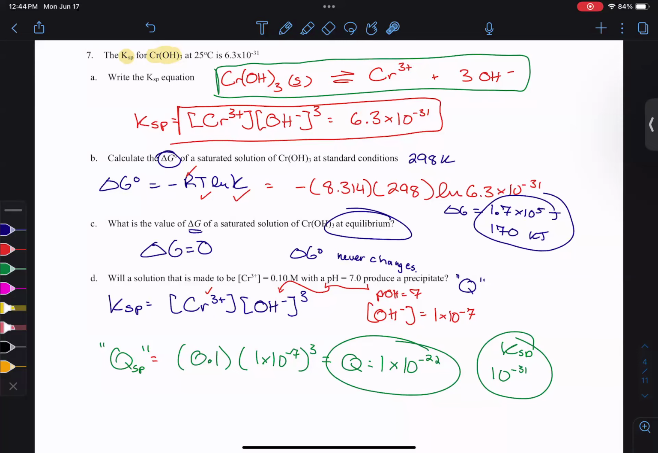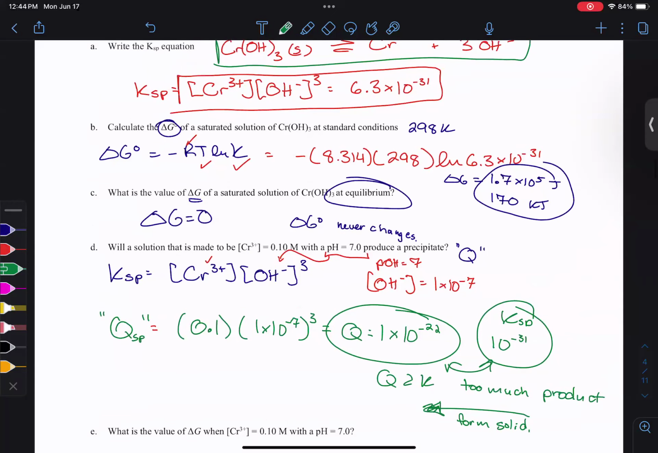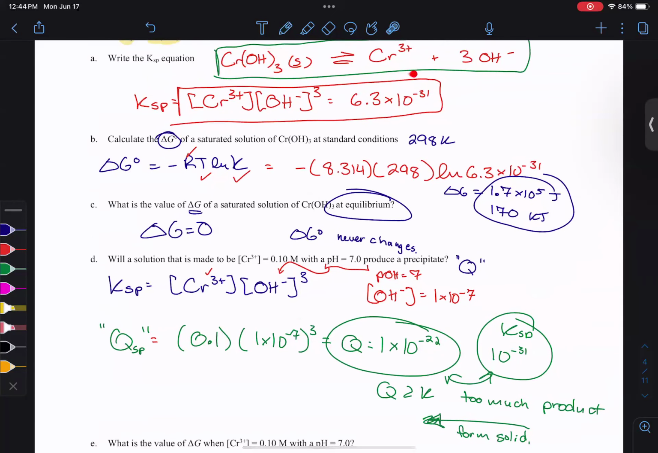So let's prove it, and we prove it by calculating delta G. Notice this is delta G without the naught because we're not at standard conditions. Let me quickly answer this last question. Q is larger than K, so too much product. The reaction shifts backwards to form solid, right? I know that from the reaction of Ksp: Ksp is always a solid that gives you the different ions. So you have too many ions, and you're going to form solid.